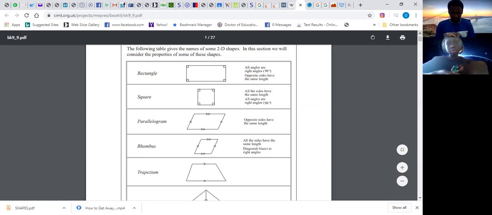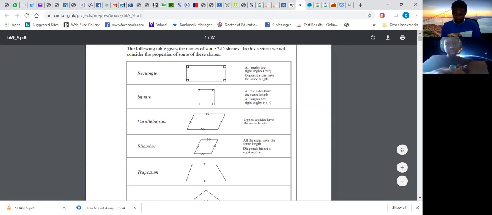Same thing as the rectangle, but all the sides have the same length. Exactly. Okay, very well. All the sides have the same length. Okay, the next one is parallelogram.